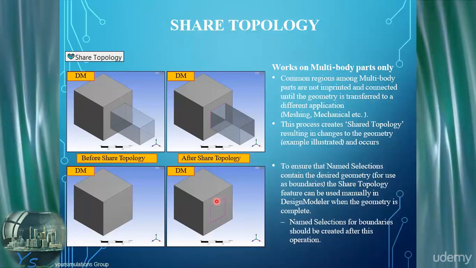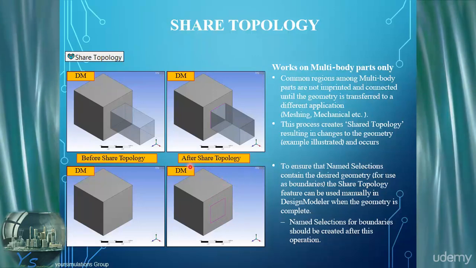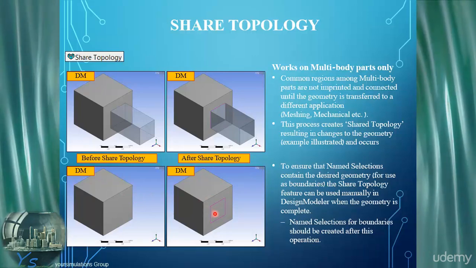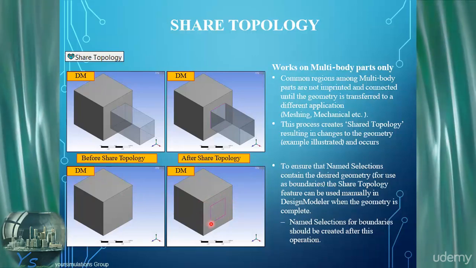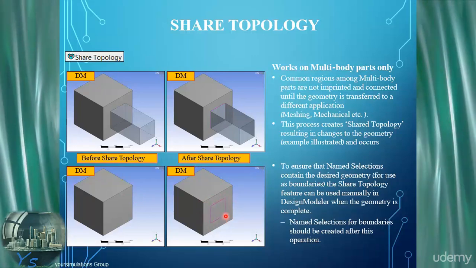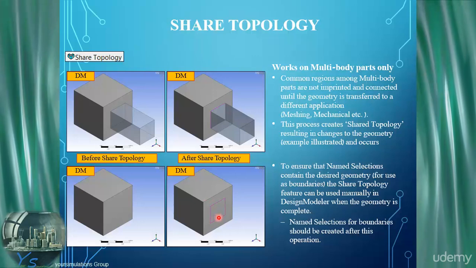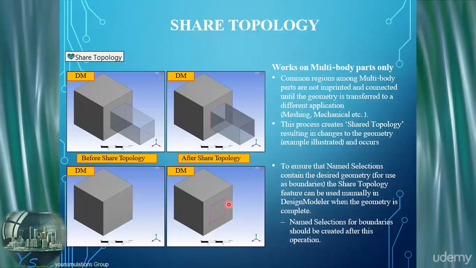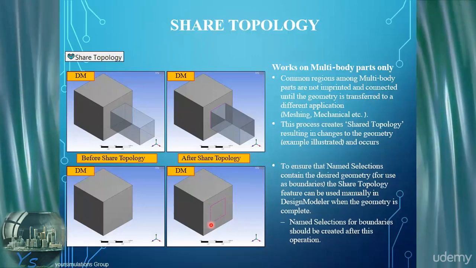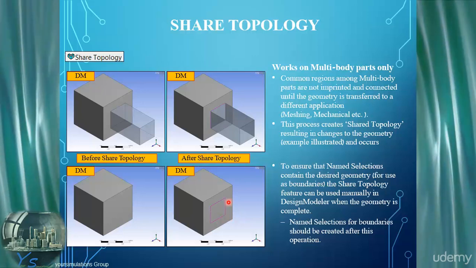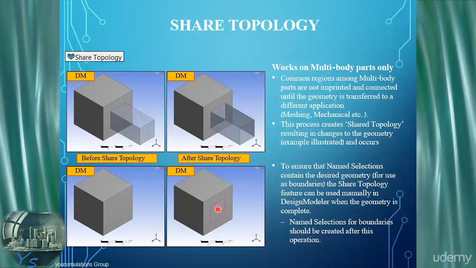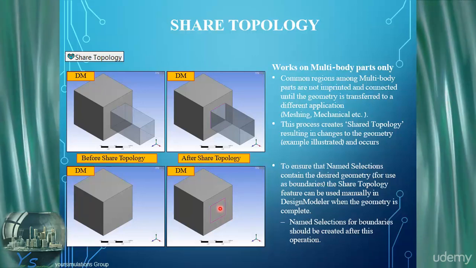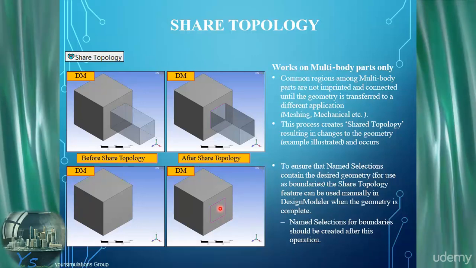Imprinting can be useful in order to define name selections. So what we can do is, if we wanted to create this as a boundary zone, as a new region for a name selection, we can perform the shared topology operation and then identify this particular face as a name selection simply by selecting the face, right-clicking, selecting name selection and defining the name selection so that we can use it in the forthcoming simulation.